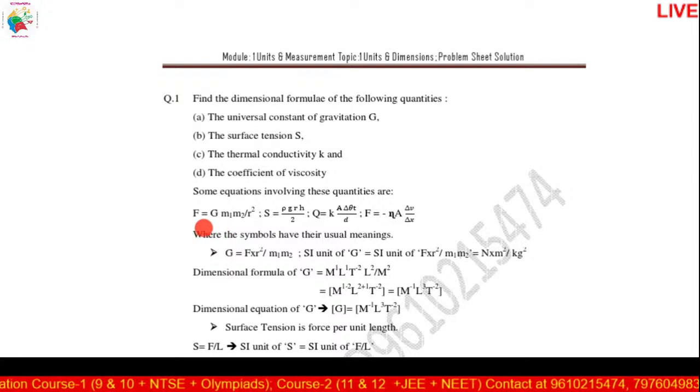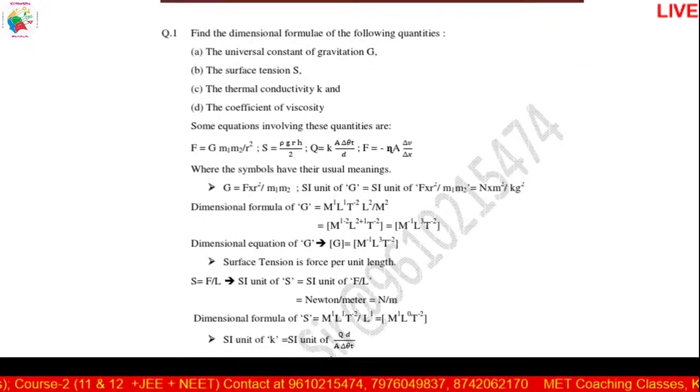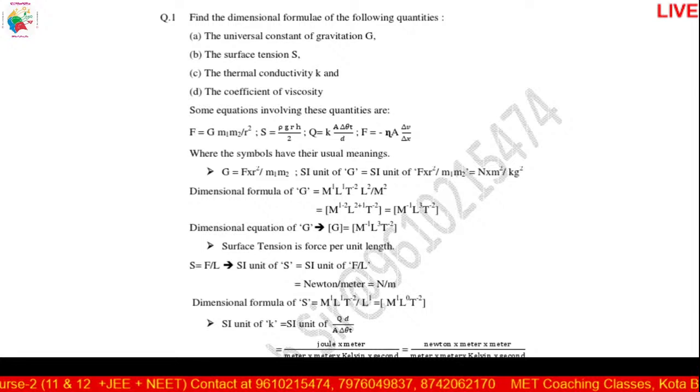So gravitational force is F is equal to G m1 m2 upon r square. Okay, so G is the gravitational constant, F is the force, m1 and m2 are the masses, and r is the distance between these two masses. Find the dimensional formula for G. You first arrange this. So G is equal to F into r square divided by m1 m2.